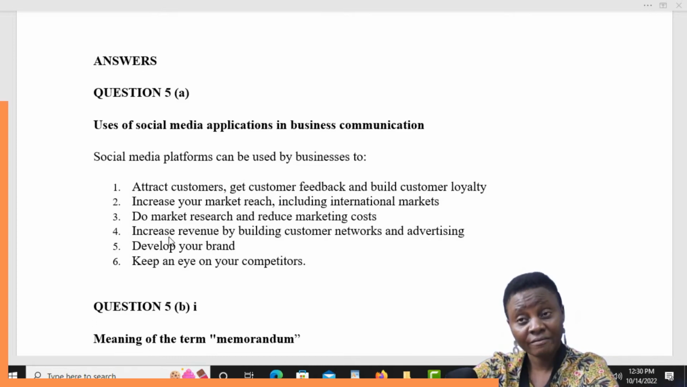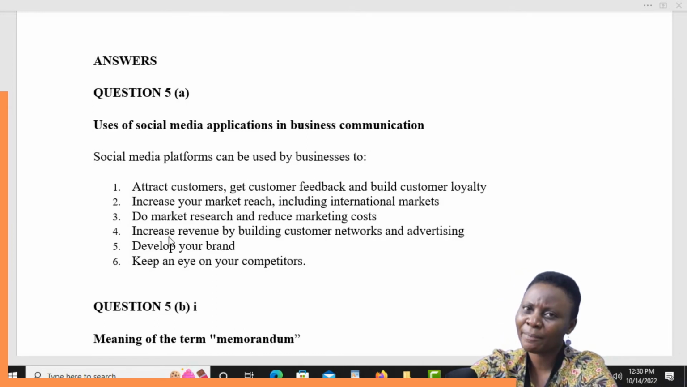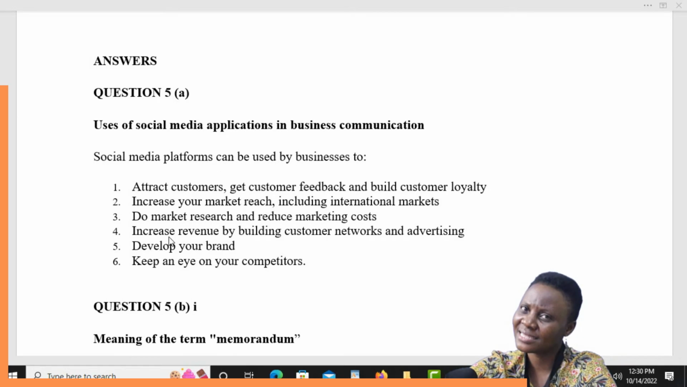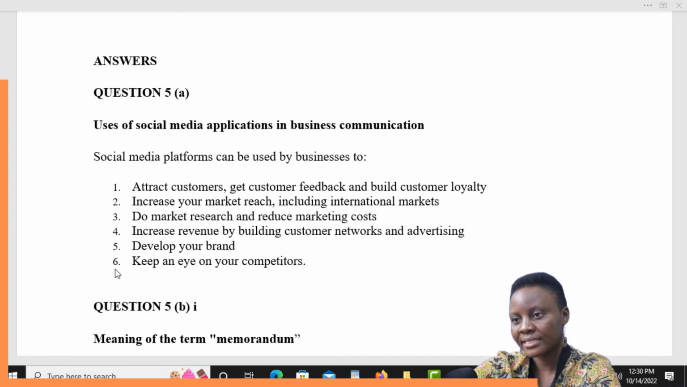And also you can use these platforms to increase revenue. How do you increase revenue? The moment you attract more customers, that means you're increasing sales. And the moment you're increasing sales, that means you're increasing revenues. So through the social media platforms, you can increase your customer base. And automatically, if your customer base is increased, that means sales have increased, profits have increased, revenues have increased, name it. So you can also use those platforms to increase revenue.